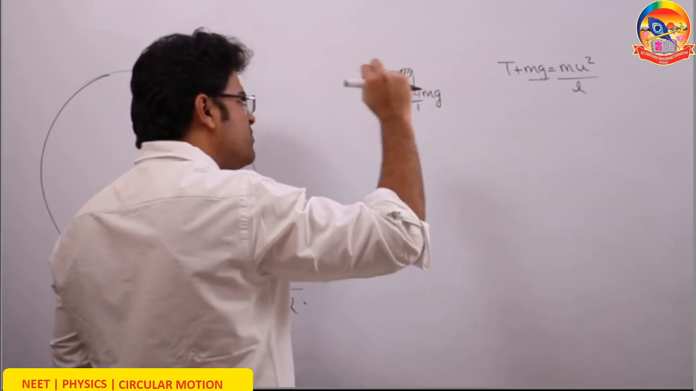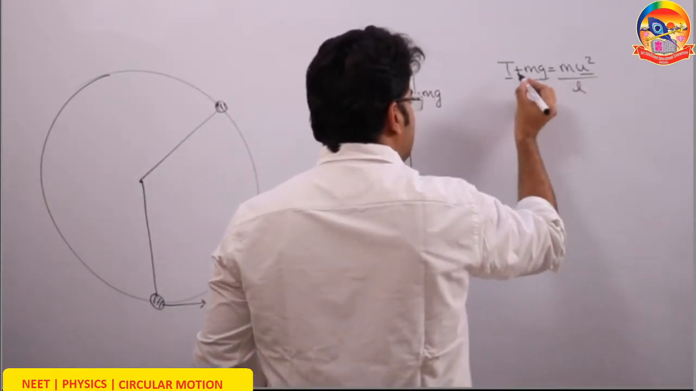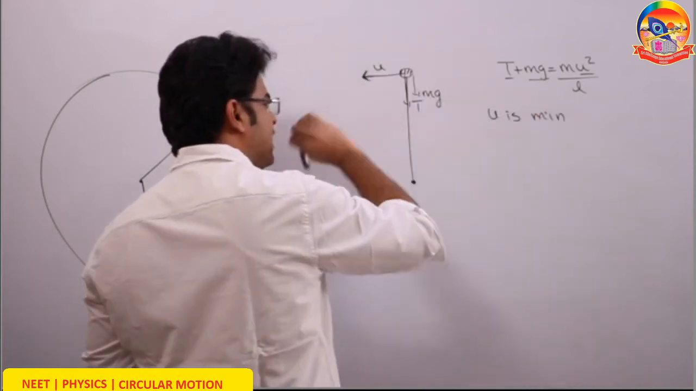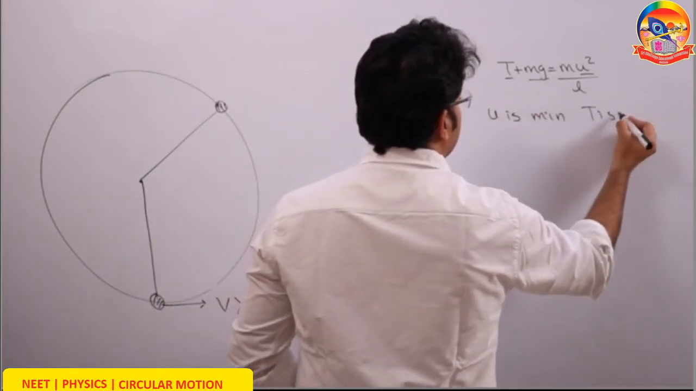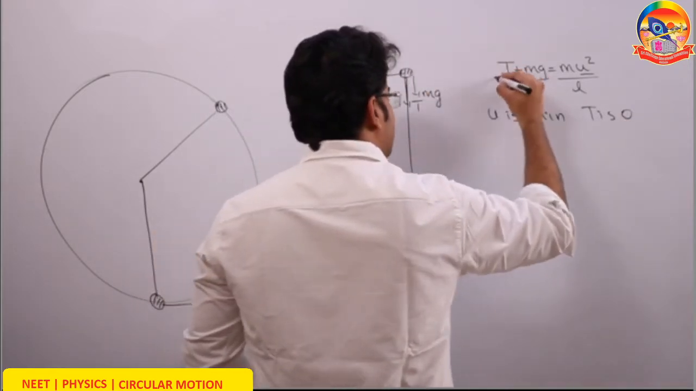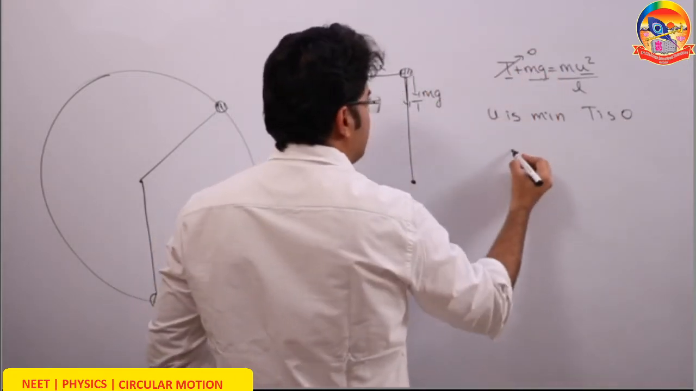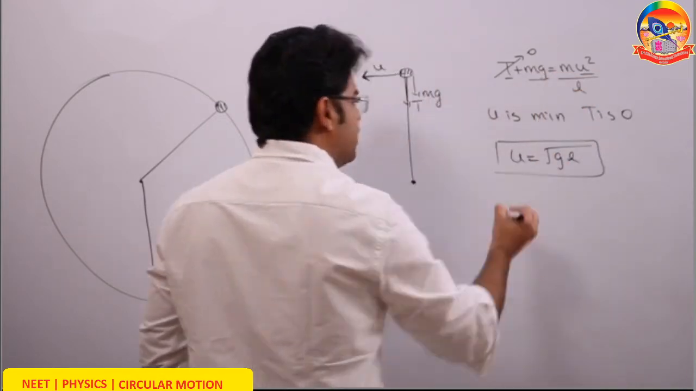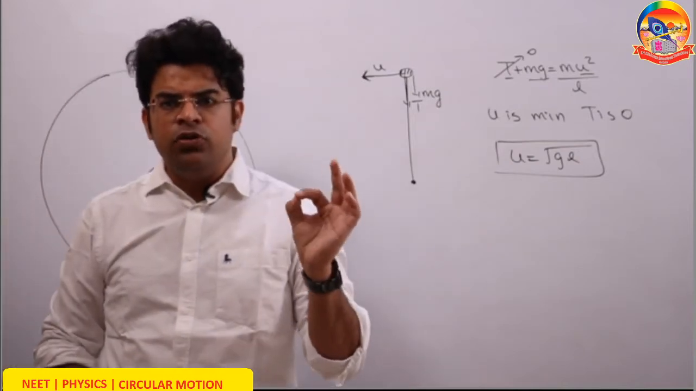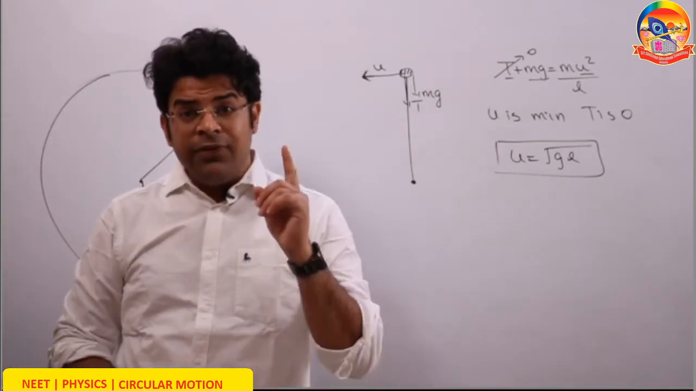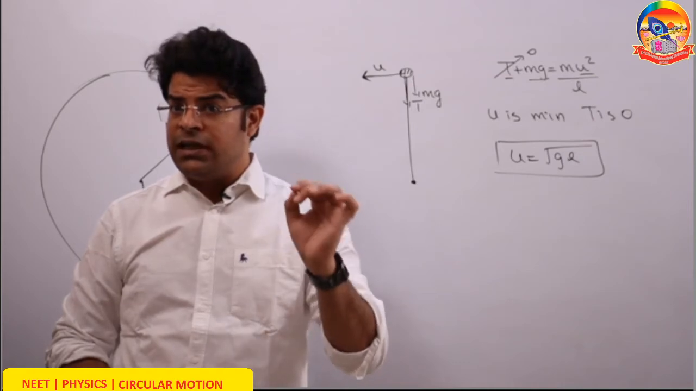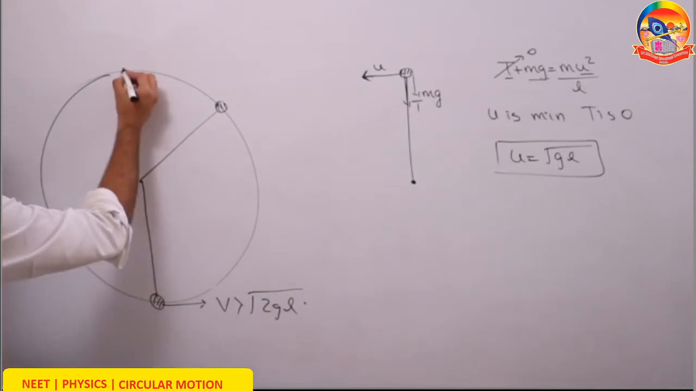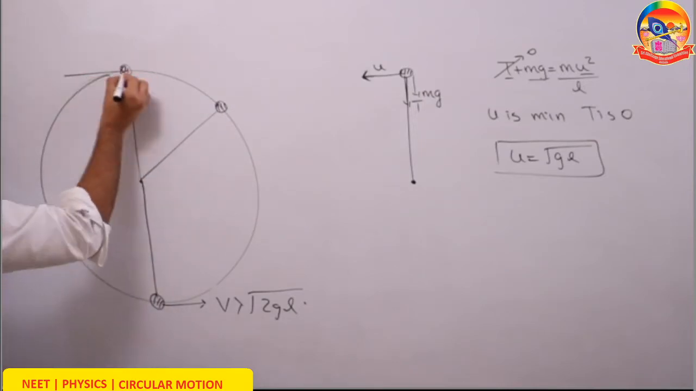And there is one minimum possible value of u for which the tension becomes 0. So u is minimum. The minimum speed at the highest point is the one for which tension is 0. And when we substitute tension equals 0, that minimum speed comes out to be, this gets cancelled, root gL. So the minimum speed the bob can have for vertical circular motion at the highest point is root gL. And if the bob has this minimum speed, then the tension in the string at the highest point comes out to be 0.